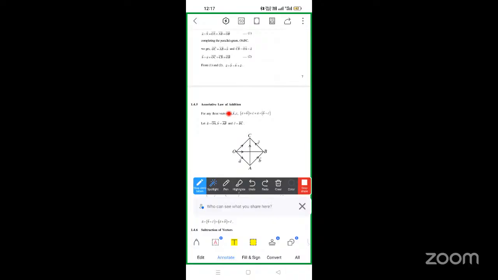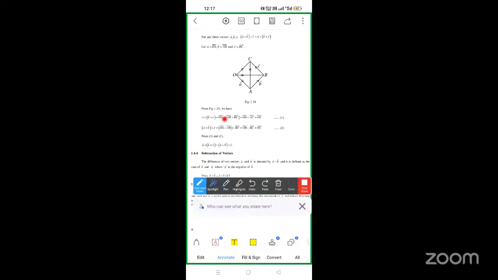Next, associative law of addition. For any three vectors a bar, b bar, c bar, a bar plus b bar, plus c bar is equal to a bar plus b bar plus c bar. So this is the associative law. Here also we can take OA as a, AB as b, BC as c. By using the triangular law, we get a bar plus b bar plus c bar equal to OA plus AB plus BC. So AB plus BC is equal to AC, so that is equal to OC.